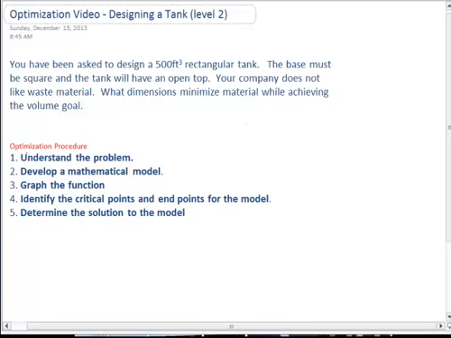Hello class, I'd like you to take a couple minutes to read this problem over and try to understand the problem. I'm going to pause the video, and when you're ready to resume, unpause the video so that we can go on to step 2.